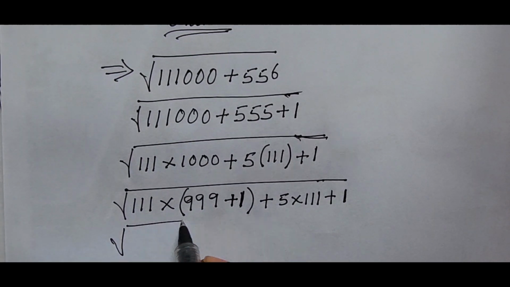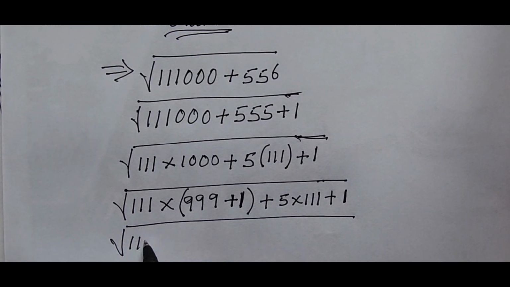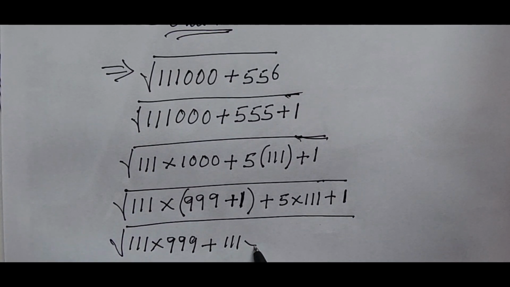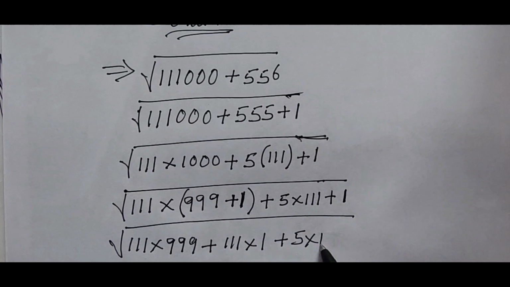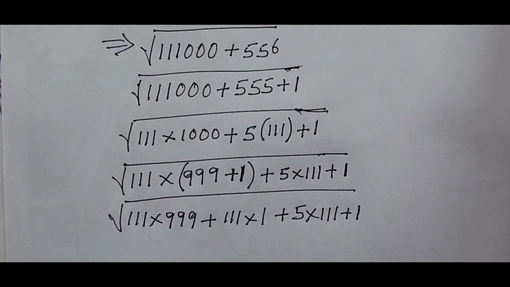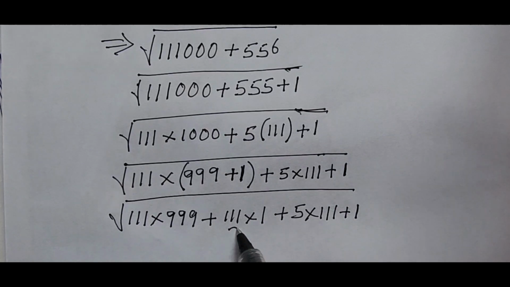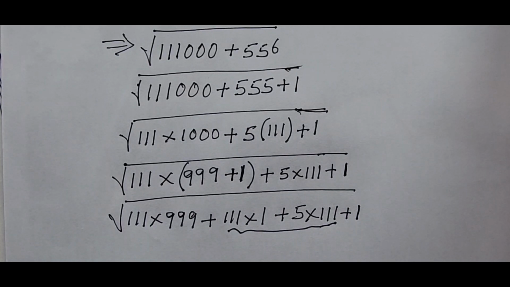So let's use this to times this. This is going to give us the square root of our 111 times 999 plus 111 times 1. Get it? There plus our 5 times 111 plus 1. Now let's look at this expression we have here together. Look at this expression we have down to this place. We can rework on this place here. How? We can factor out 111 from here.